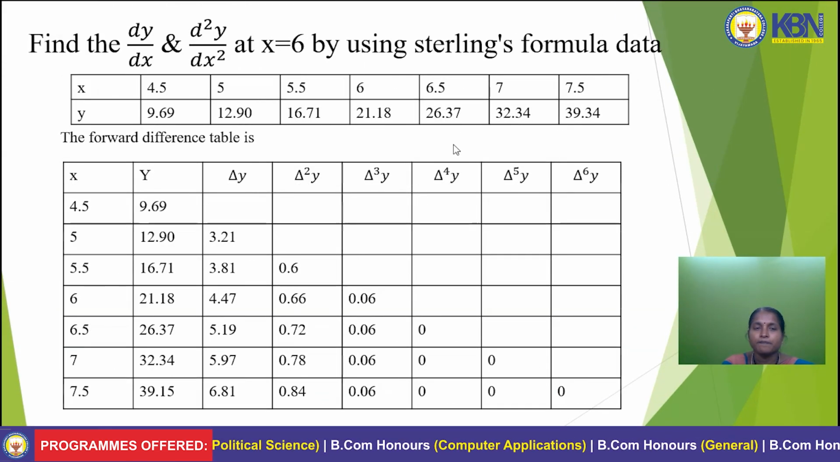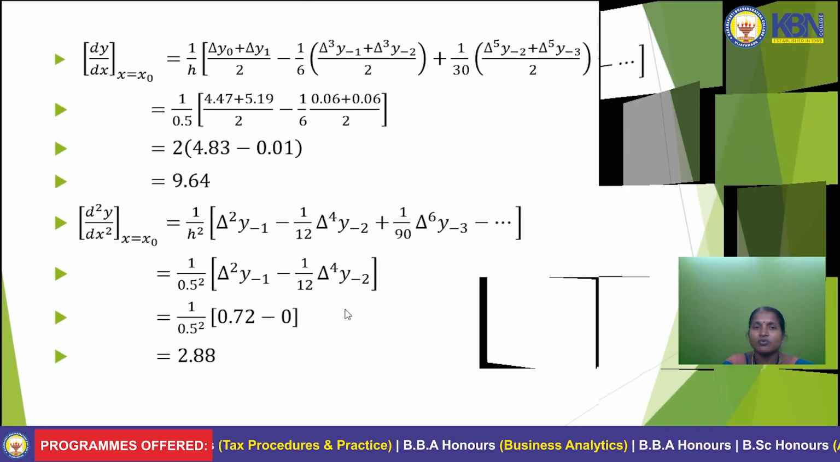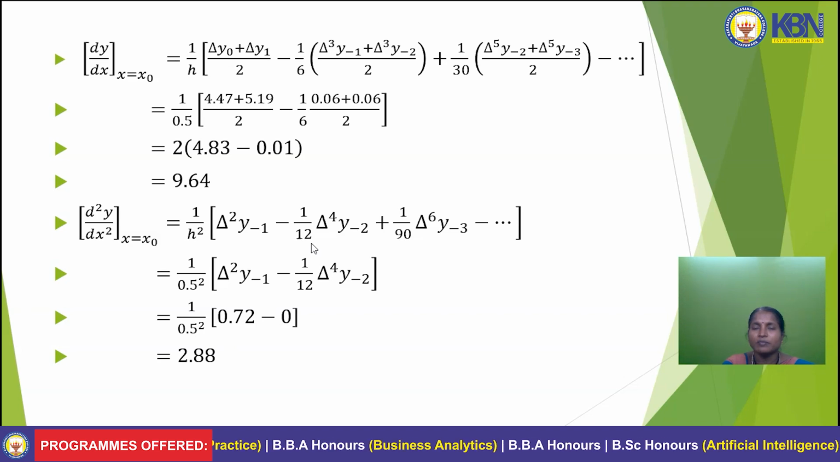This is x naught, x1. The third difference goes to the values delta cube y minus 1, delta cube y minus 2. Now you can substitute all values. Minus 1 by 6 into the third difference values 0.06 plus 0.06 by 2. After that we can simplify. First of all we add these two numbers and divide by 2, then you are getting the answer 4.83.